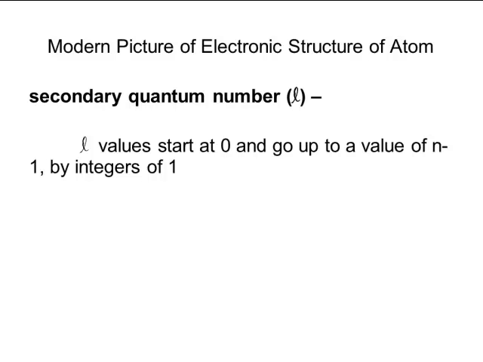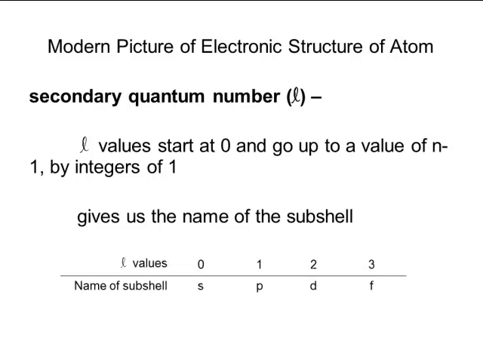Now, what this secondary quantum number is going to tell us is the name of the subshell. The name of the subshell is going to help us predict shapes of these probability densities and shapes of these orbitals that we're going to use to help us build models of what these atoms look like, what the compounds made up from these atoms look like. Now, because it's going to give us the name of the subshell, we need to know what that name is. So if I have an L value of 0, the name of the subshell is going to be S, or an S orbital.